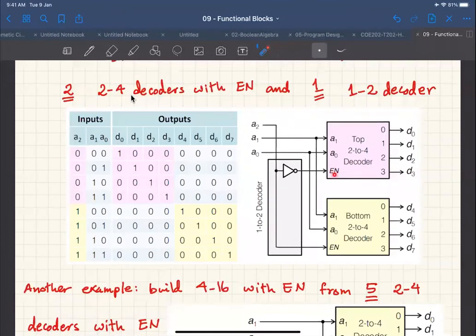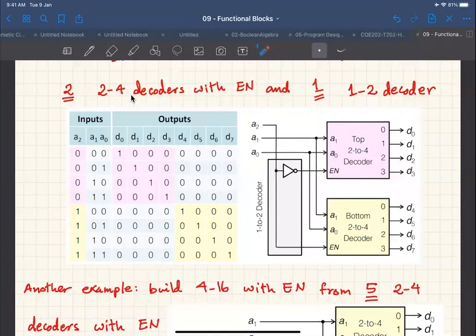Yes. When enable is 1, this decoder is working. And notice that these two signals are the complement of each other. So if one of them is 1, then the other is 0, so this one is going to be disabled and its output will be 0. Yes, I see now. So this is why we say we are implementing the 3 to 8 decoder from 2 to 4 decoders and a 1 to 2 decoder.